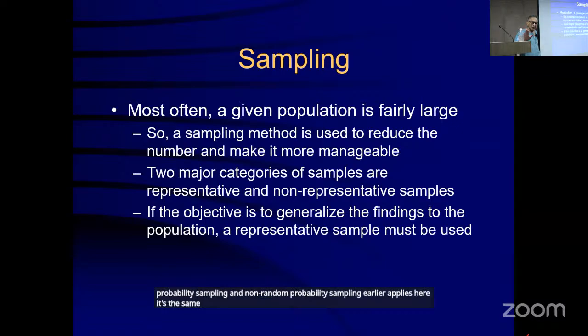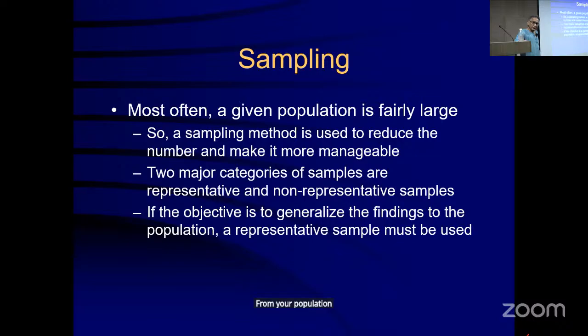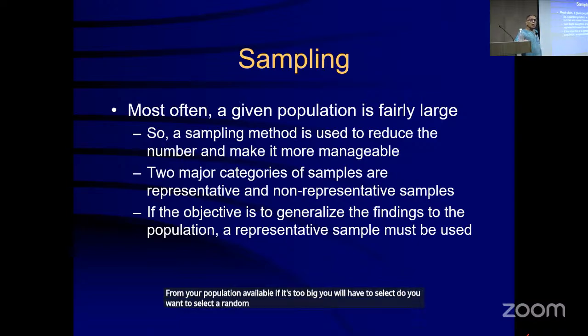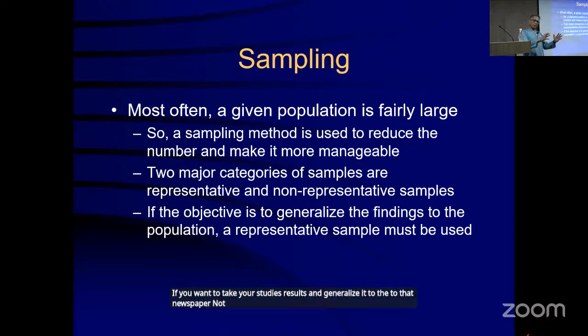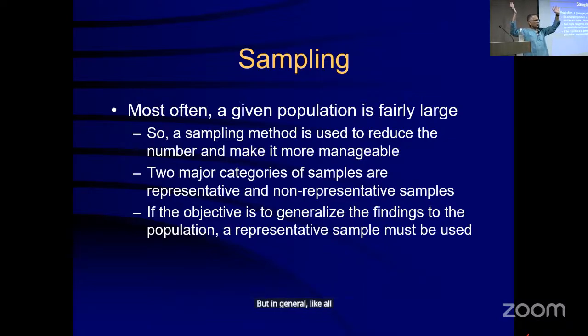It's the same method. From your population available, if it's too big, you will have to select. Do you want to select a random probability sample or a non-probability sample? It all depends on what you want to do. If you want to take your study's results and generalize it to that newspaper, not just for the limited time period in which you looked at the messages, but in general, like all the time, this is what they do.